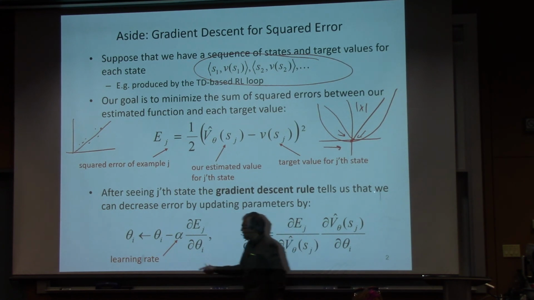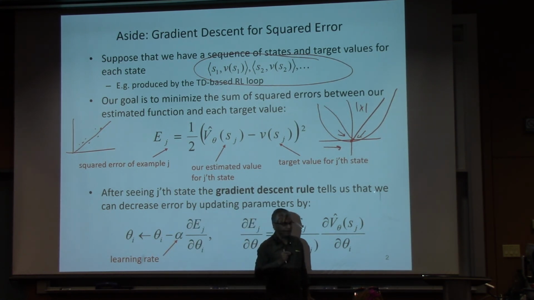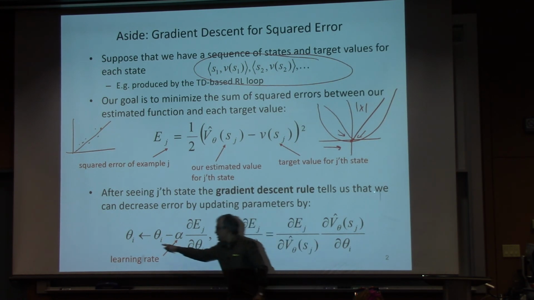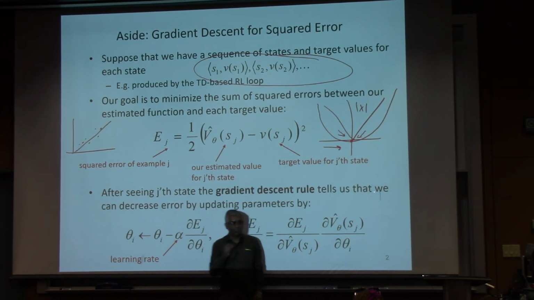So if you look at it from the point of view of the individual dimensions of the vector, then for each individual dimension theta I, you're taking its old value, theta I, minus alpha times just that particular partial derivative with respect to theta I. Okay? This alpha is called the learning rate.